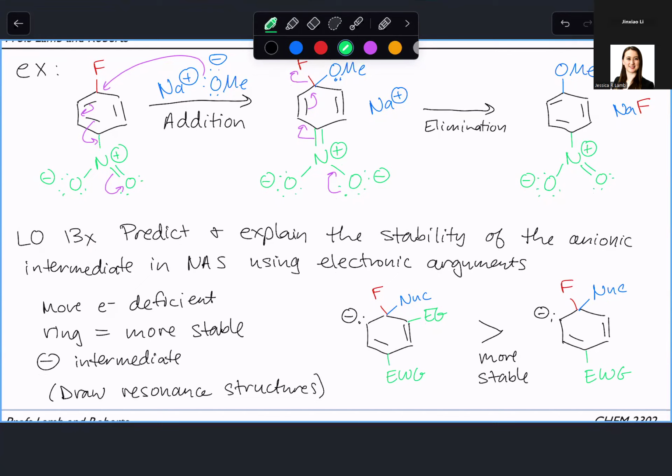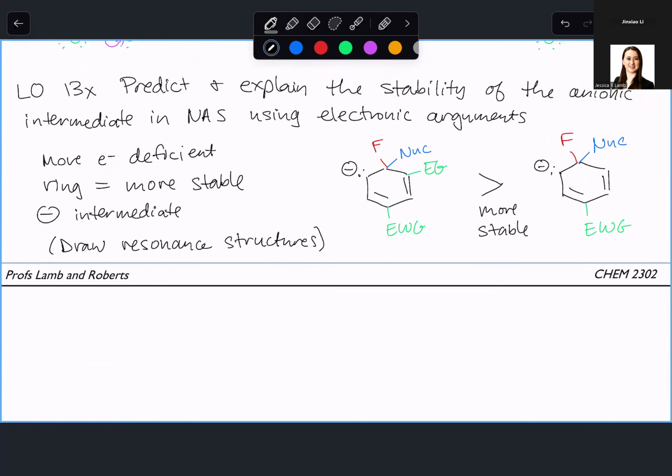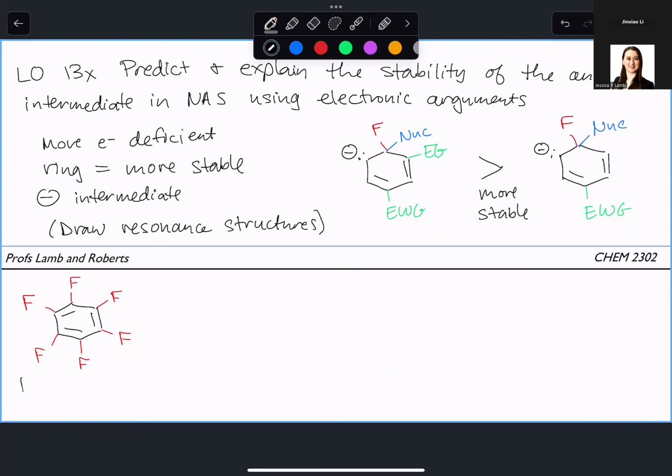But the reason that this learning objective says electronic arguments and not just resonance is because it's not always resonance. Everything we've been talking about has been resonance. But now let me show you an example where it's not resonance. And you should also be able to rationalize why this works. So if instead of a nitro group, we have 6 fluorines, so hexafluorobenzene, 6 fluorines on benzene. We replaced every hydrogen with a fluorine. This is hexafluorobenzene.